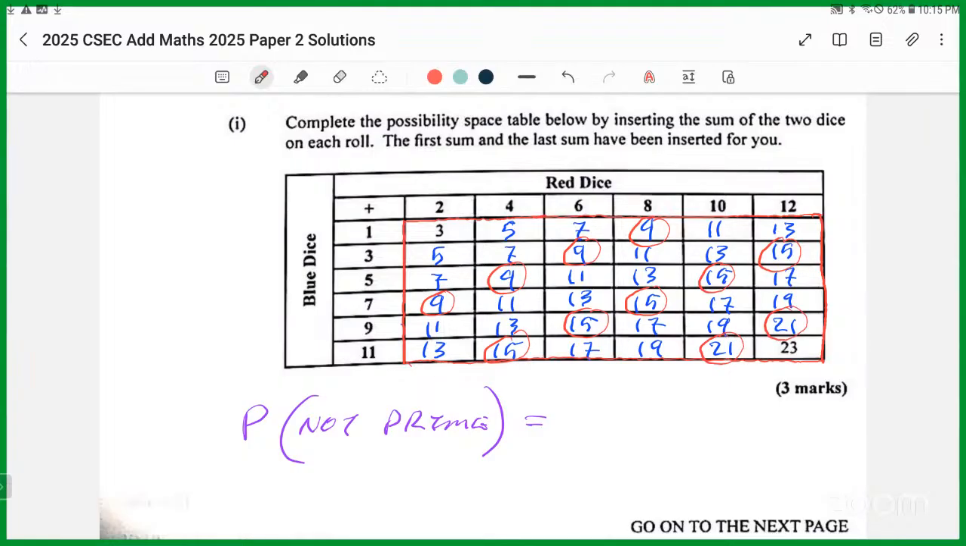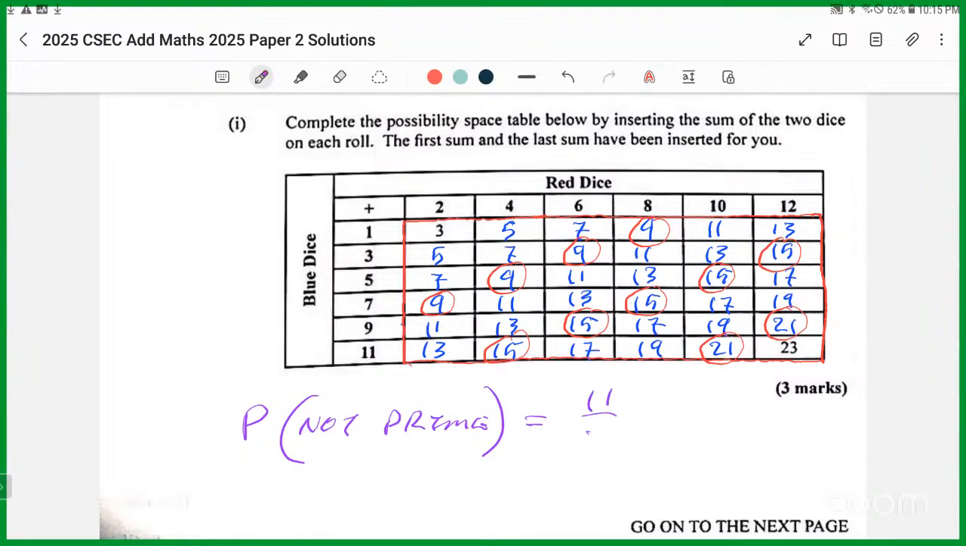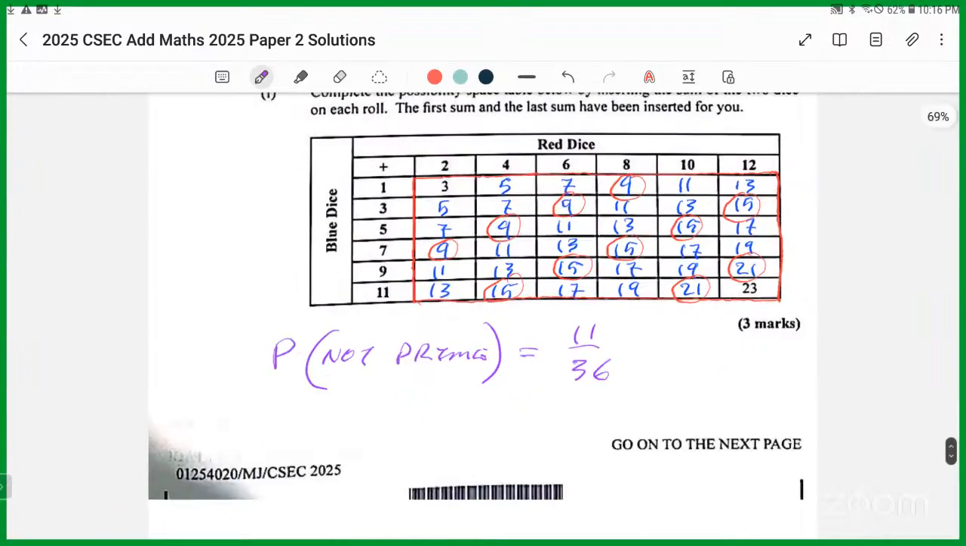1, 2, 3, 4, 5, 6, 7, 8, 9, 10, 11 not prime. So the probability of not prime is 11 over 36.